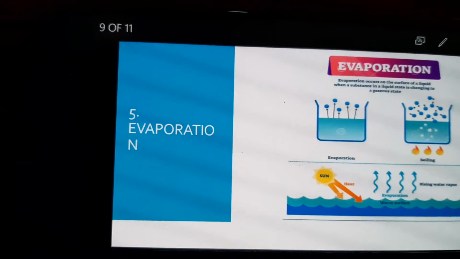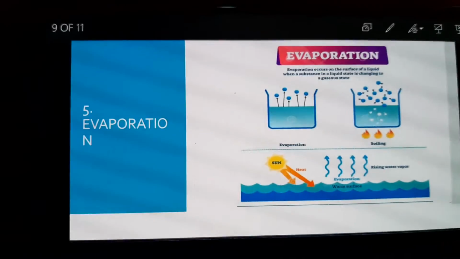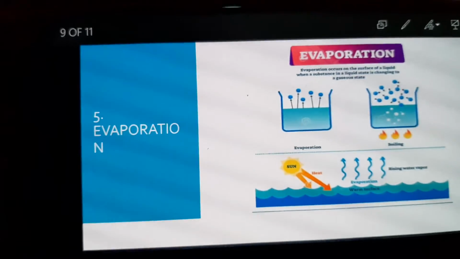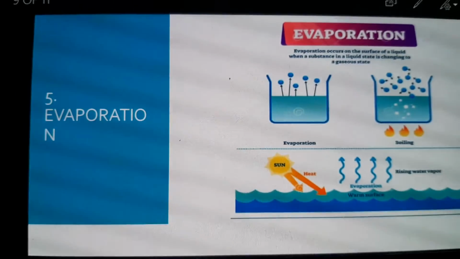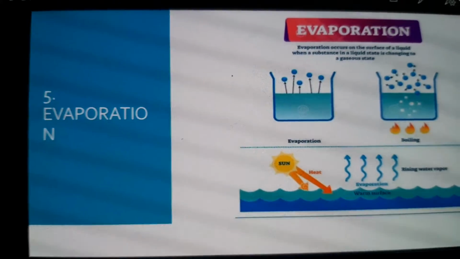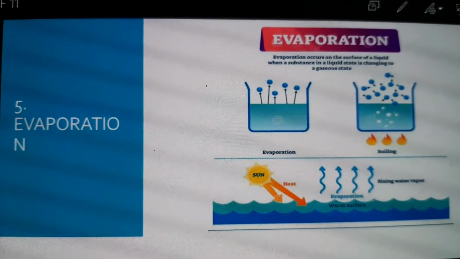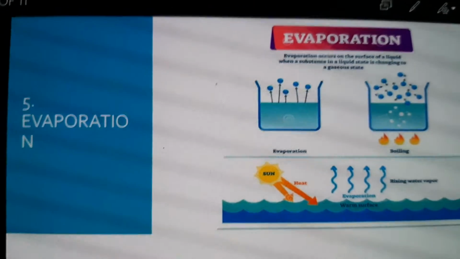Evaporation of water occurs when the surface of the liquid is exposed, which means the surface of water is exposed here, allowing molecules to escape and form water vapor. As you can see in the picture, when the sun is providing heat to the water body, the water surface gets hot, and the process of evaporation, meaning rising of water vapor, occurs.